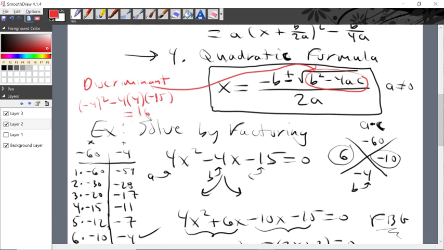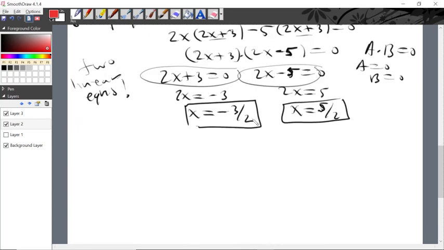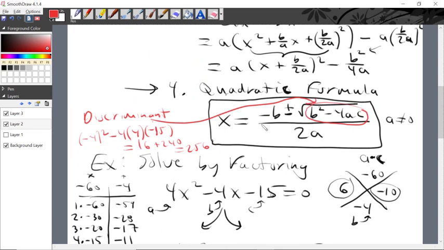So we have a 16, and then 4 times 15 is 60, and 60 times 4 is 240, right? So 240 and 16 is 256, and 256 is a perfect square. It's 16 times 16. So the square root of 256 is 16. This is not going to be left with a radical. We're going to get nice rational numbers as our solutions here. That's just combinations of integers. It's a suggestion that it's going to factor.